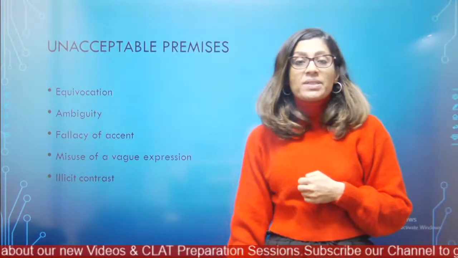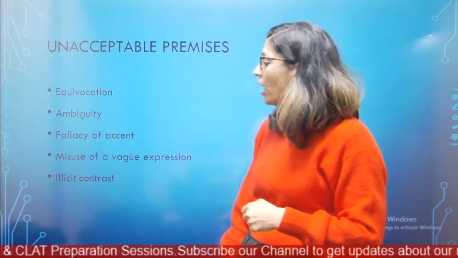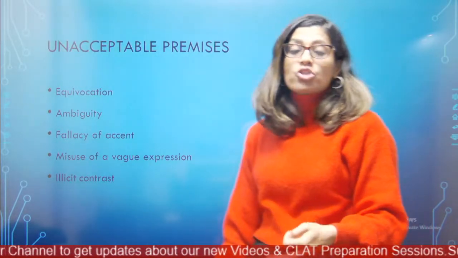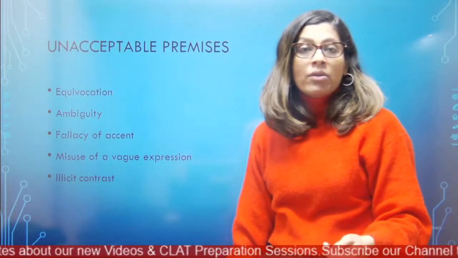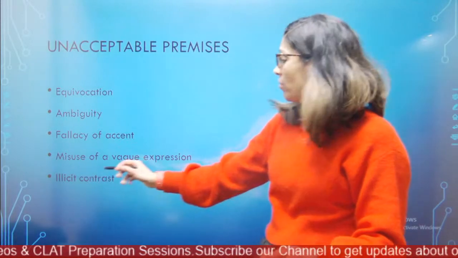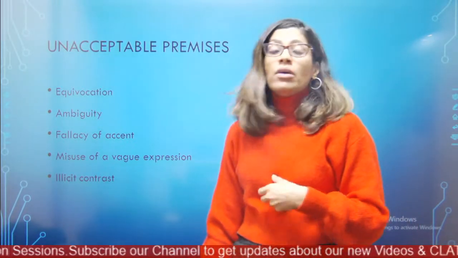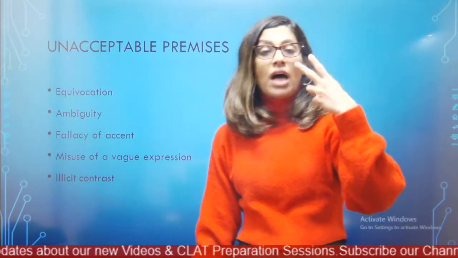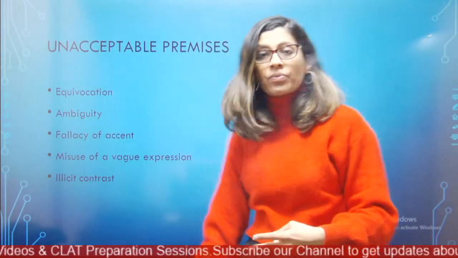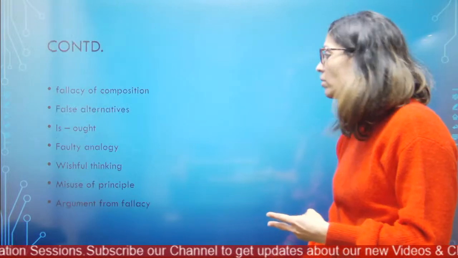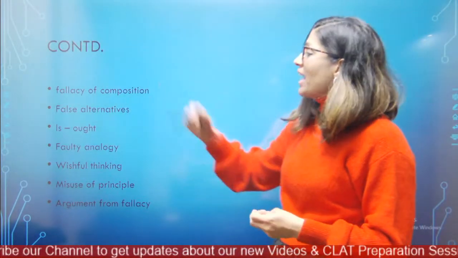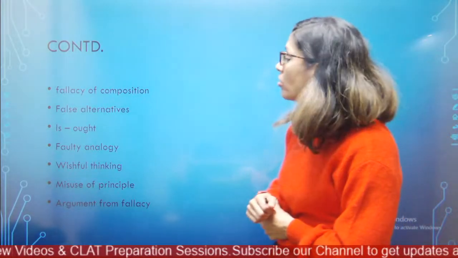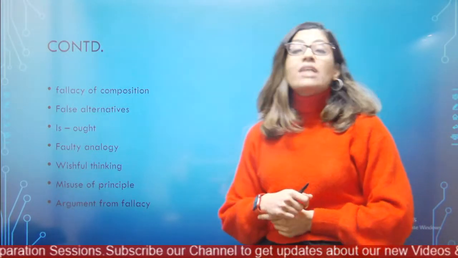Unacceptable premises. Today we will see some of the fallacies from here, like equivocation, ambiguity, fallacy of accent, stressing on the wrong syllable, right? Then misuse of a vague expression, illicit contrast. That means the contrast is not existing, but the argument believes it to exist. So we'll take up fallacy of composition also today. Faulty analogy, is ought.